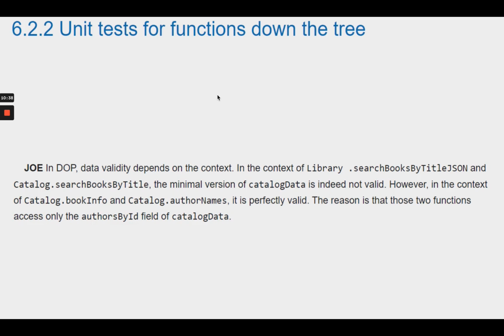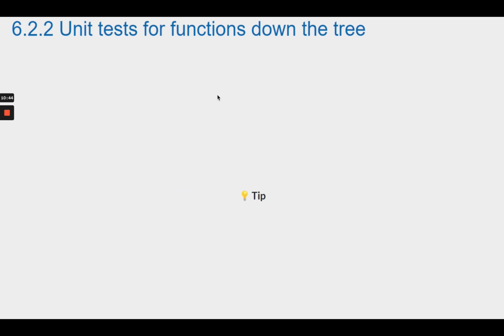The reason is that those two functions access only the authors by ID field of catalog data. Tip: the validity of the data depends on the context. Theo: Why is it better to use a minimal version of the data in a test case? Joe: For a very simple reason. The smaller the data, the easier it is to manipulate. Tip: the smaller the data, the easier it is to manipulate.